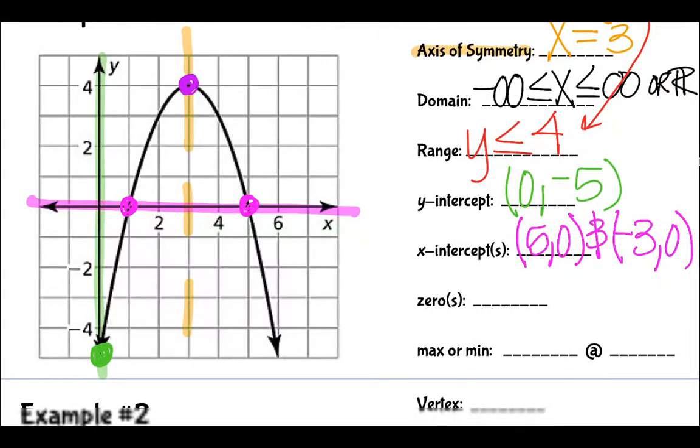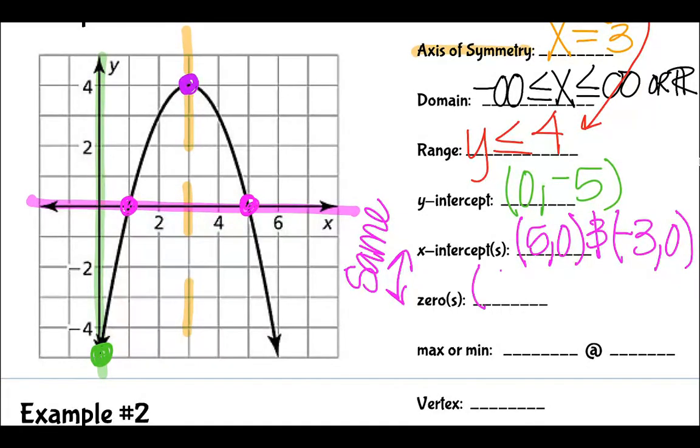Okay, zeros. These 2 things are always the same. It's asking the same thing. So literally I'm writing the same answer here: 5, 0, and -3, 0. X-intercepts and zeros, solutions. Asking the same thing.